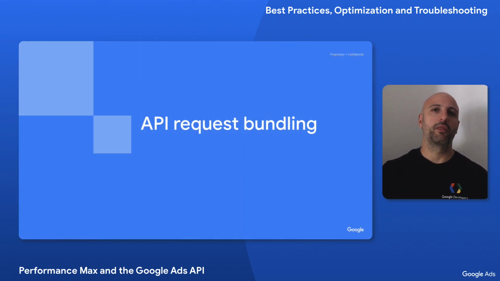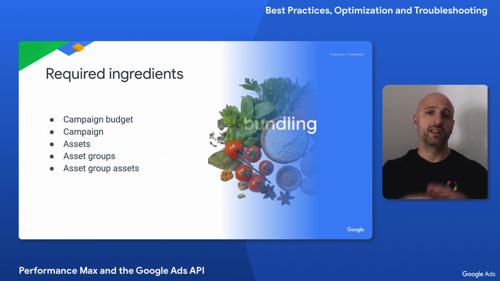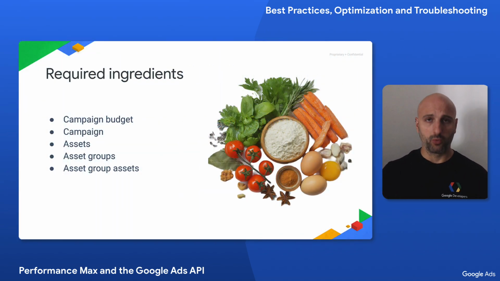So let's get started then with our first topic of the day, requests bundling. To create a Performance Max campaign, we need to combine several ingredients, some of which are required. We need a campaign budget, campaign of course, and then we need assets, and we need to link the assets to the campaign, so we need asset groups and asset group assets.